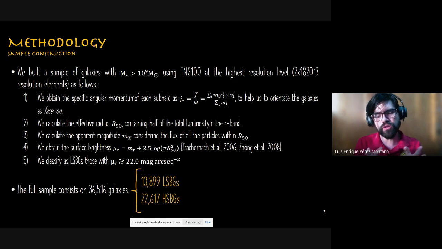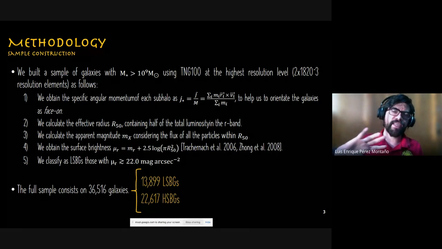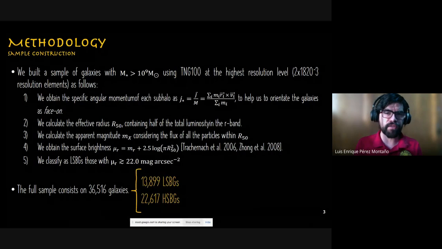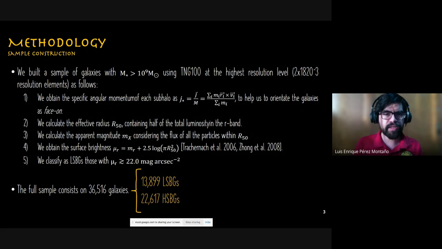So we focus on intermediate stellar mass galaxies, and we compute the surface brightness using this procedure. We orient the galaxies face on, and then we calculate the effective radius that contains half of the total luminosity. We calculate the apparent magnitude, and then we obtain the surface brightness according to this equation. And we classify these LSBGs as those with this threshold in the R band.